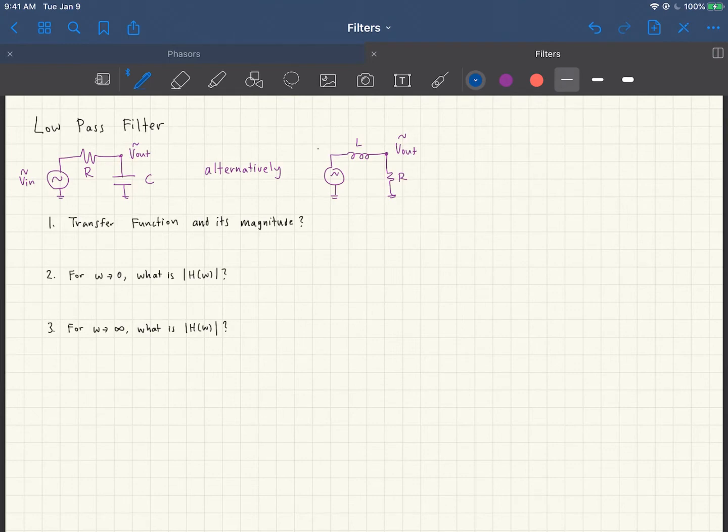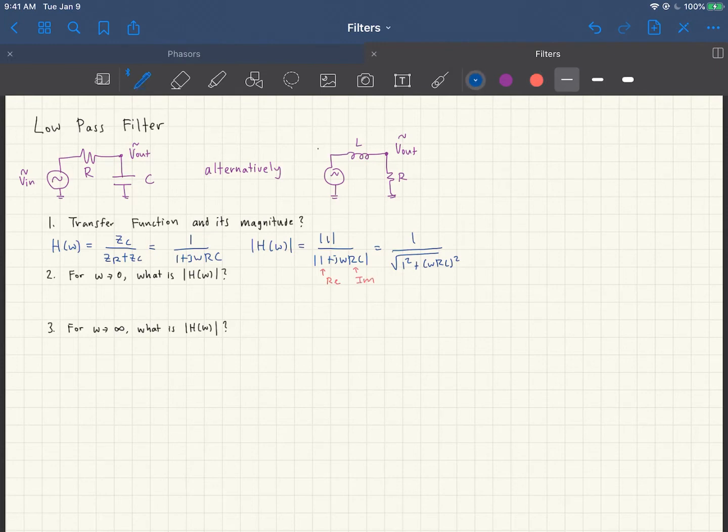So the first question asks for the transfer function and its magnitude. So the transfer function h of omega, this should be familiar by now, should be zc over zr plus zc, which will then be equal to 1 over 1 plus j omega rc. The magnitude of the transfer function will be equal to the magnitude of the numerator all over the magnitude of the denominator. And remember that the magnitude of a complex number will always be the square root of the real part squared plus the imaginary part squared. So this is the real part. Omega RC is the imaginary part.